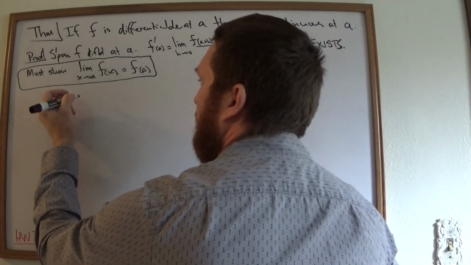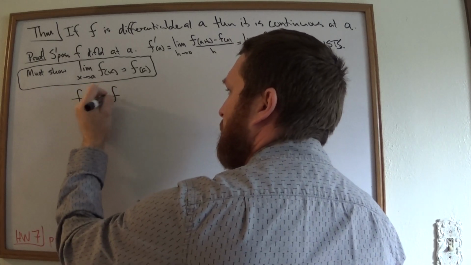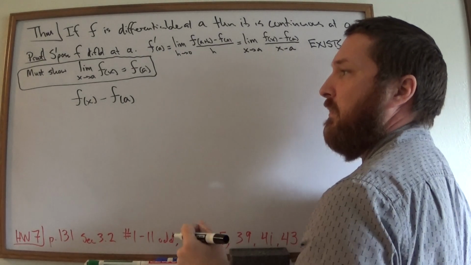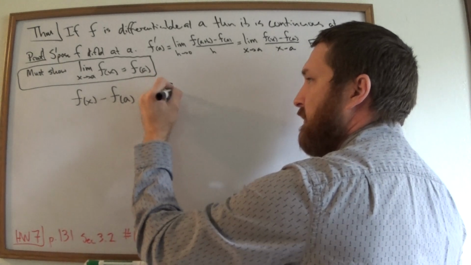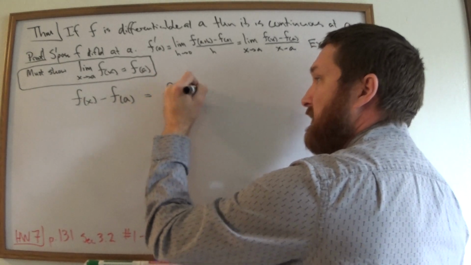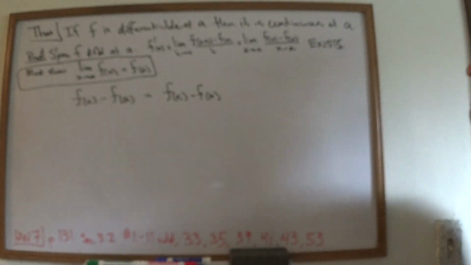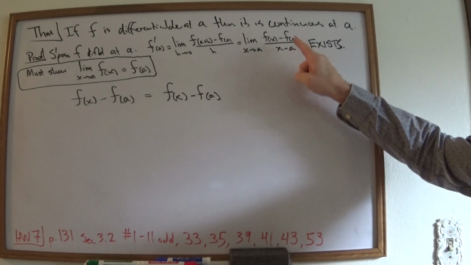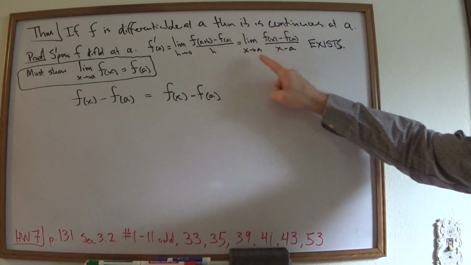Let's just start with this. Take any x and the point that we care about, and let's look at this difference. This difference is equal to itself. You buy that? Why would I do that? Well, because I'm trying to set something up. Since I know that this limit exists, I want to use it.